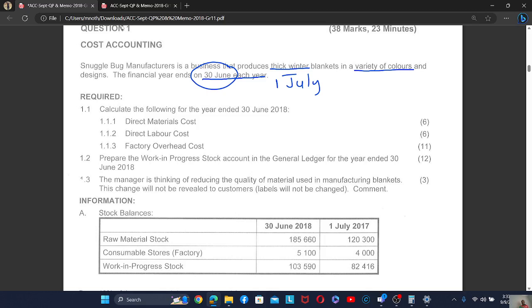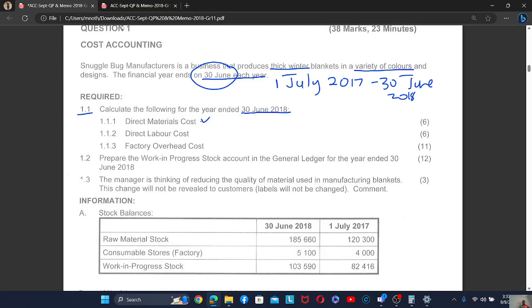As they are saying that the year ends on 30 June 2018, it means that this year started on what? 2017. So 2017 to 30 June 2018, right? And then we are required to calculate the following for the year ended 30 June 2018. We are told to calculate the direct material cost.